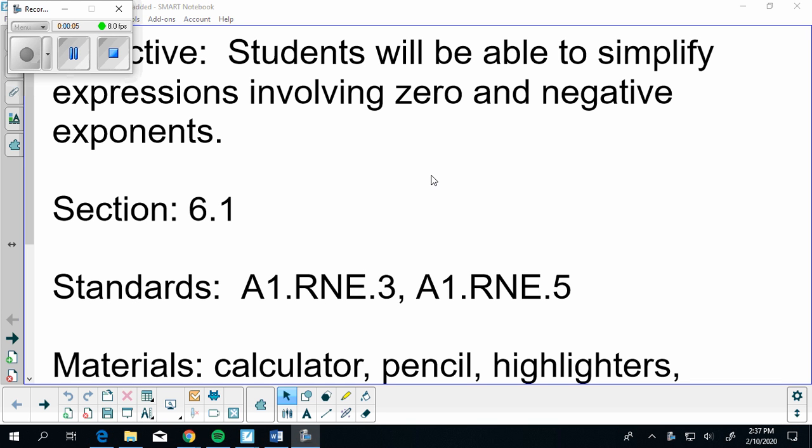I'm going to go over the first day of 6.1, simplifying expressions involving zero and negative exponents.